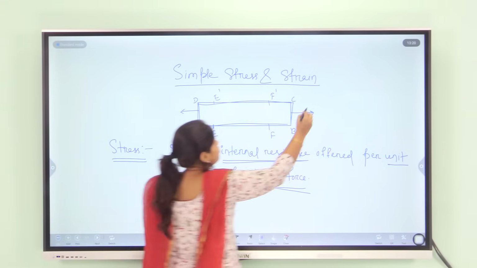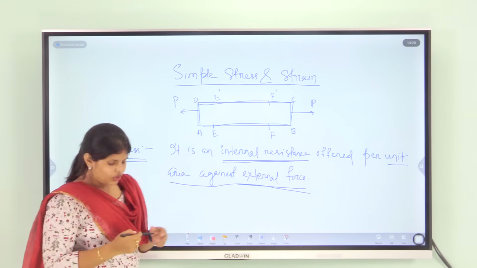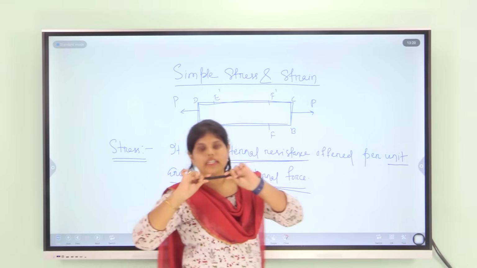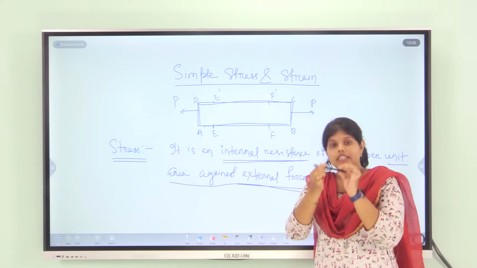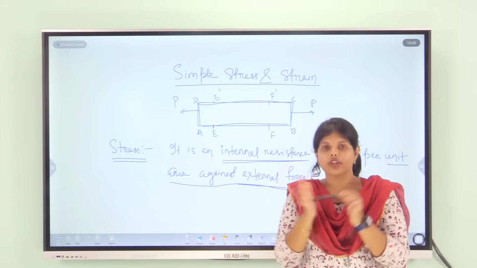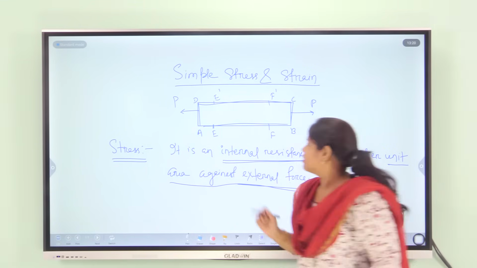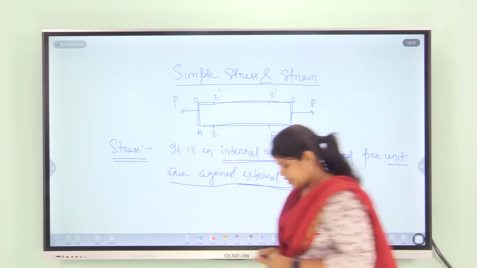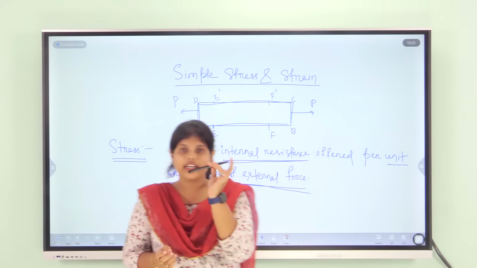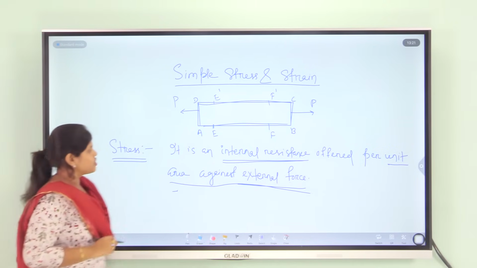If the force applied is P, the force I have applied here is P force. So, that is the external force. The external force comes from outside, and resistance always comes from inside. If internal resistance and external force are equal, then your force will be 0.